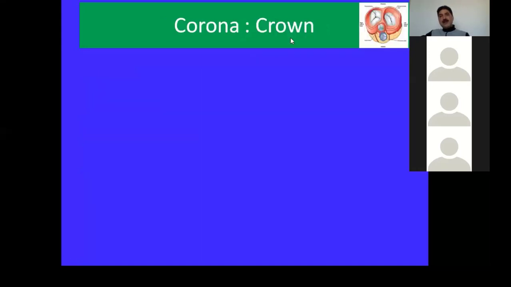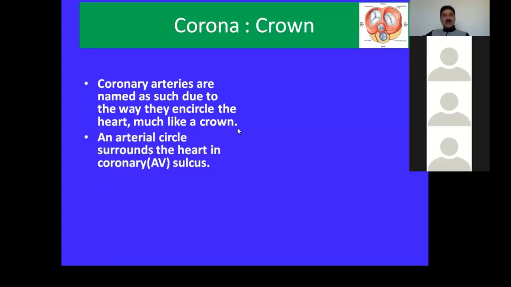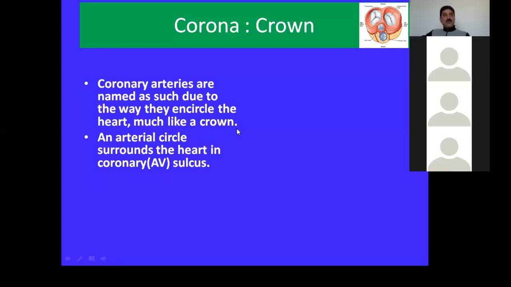Yes, sir. Now again, I will go to this term corona. You will find this term corona radiata in embryology. That's a crown-like structure. So here we are saying corona. Coronary arteries derived their name from the corona. So coronary arteries are named as such due to the way they encircle the heart, much like a crown. An arterial circle surrounds the heart in the coronary or AV sulcus. AV is atrioventricular sulcus, which is also called the coronary sulcus. It separates atria from the ventricles, except in the region of the pulmonary trunk.